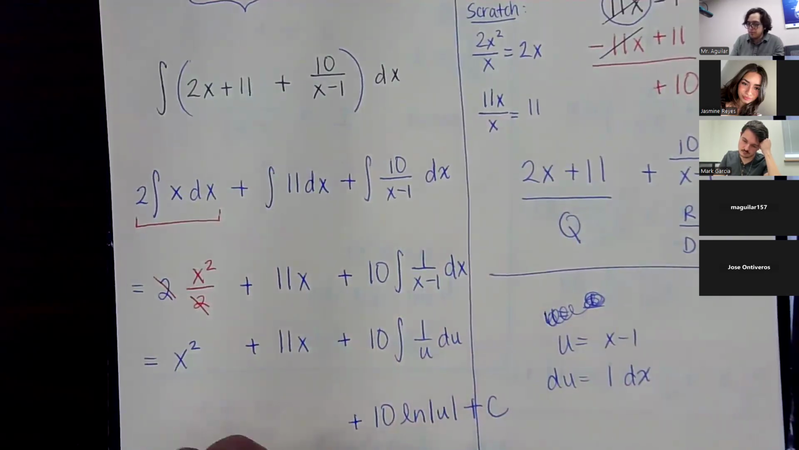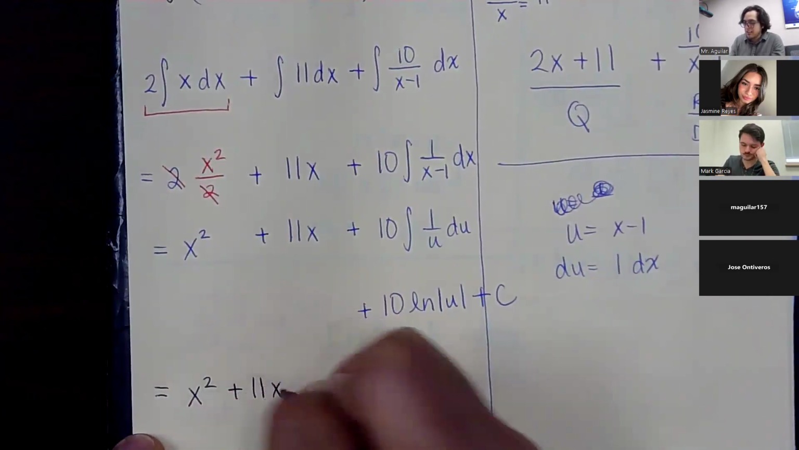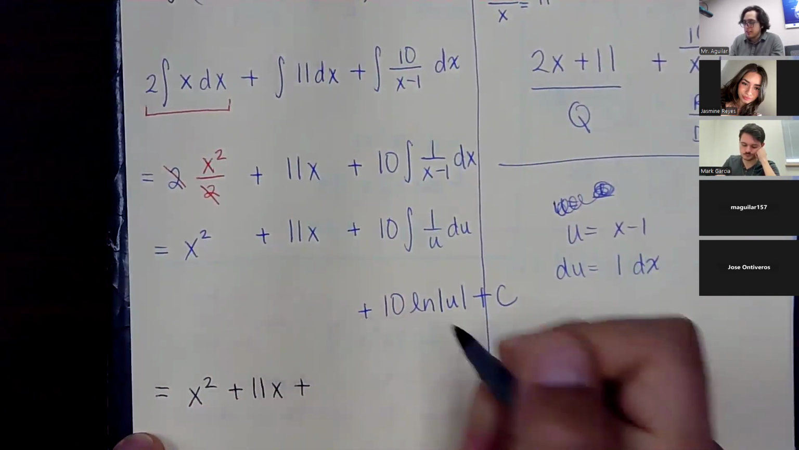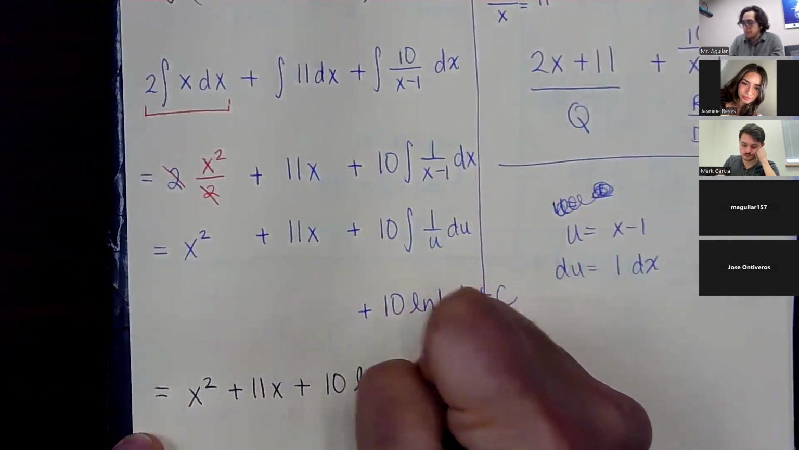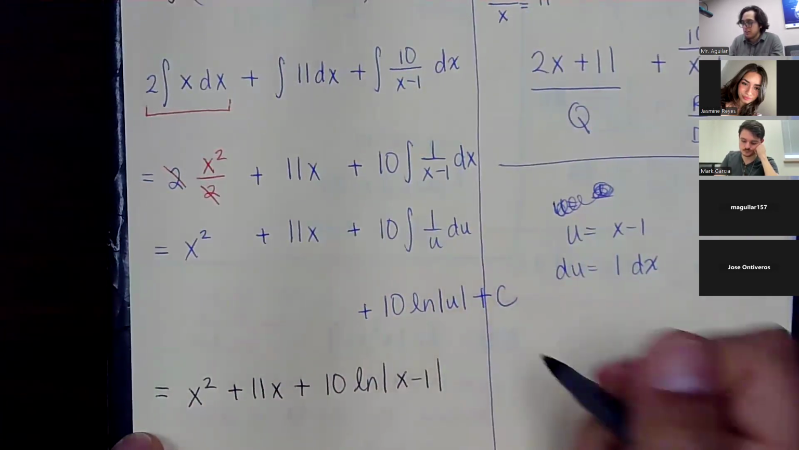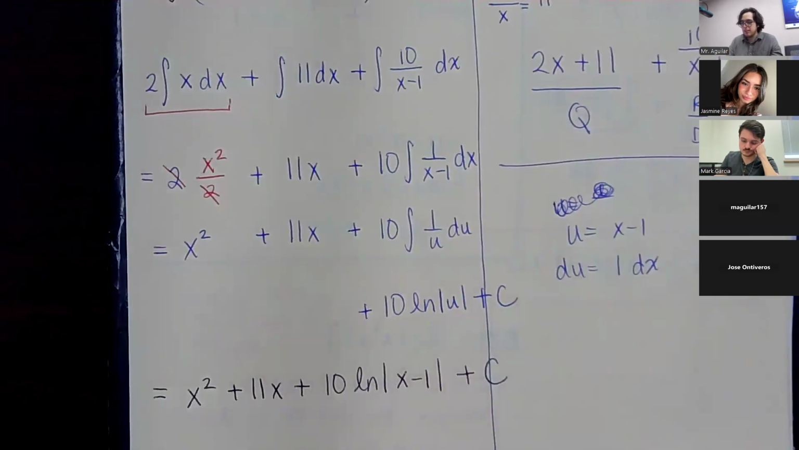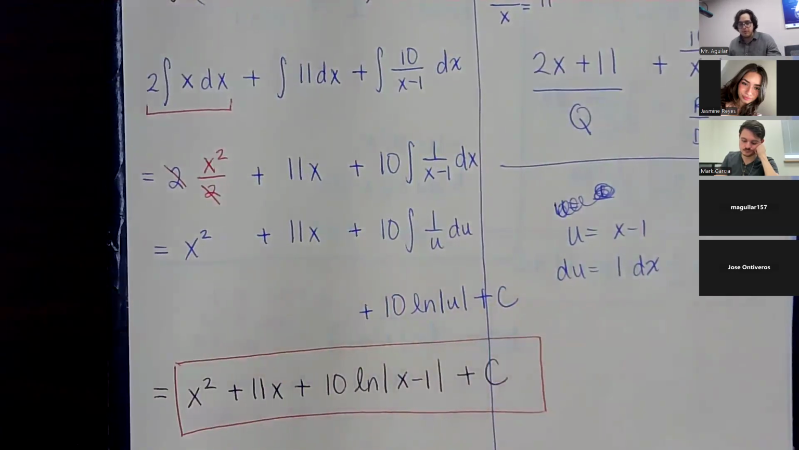So to wrap it all up, we have x squared, and you guys can't see what I'm writing. There we go, x squared plus 11x plus 10 times the natural log of the absolute value of x minus 1, close the absolute value, plus c. Okay.